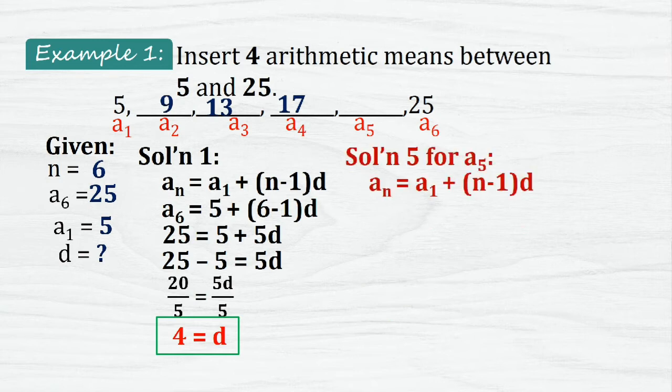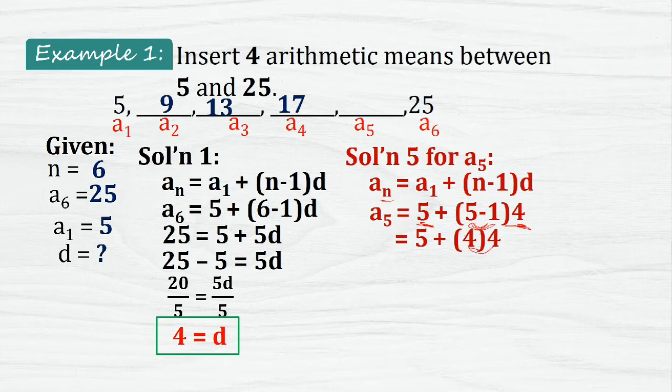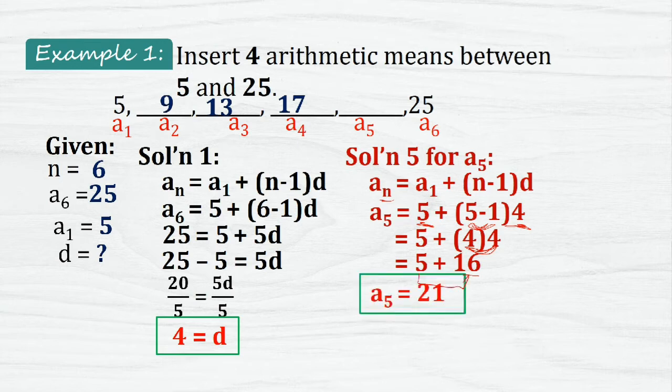For the fifth term, and that's the fourth arithmetic mean. So, n is 5, since it is the fifth term. Then, substitute: a sub 1 is 5, n is 5, 5 minus 1. Then, our common difference is 4. 5 minus 1 is 4. 4 times 4, that's 16. And then, 16 plus 5, or 5 plus 16 is 21. Therefore, the fourth arithmetic mean, and that's the fifth term, is 21.